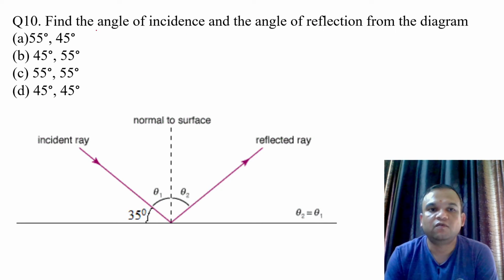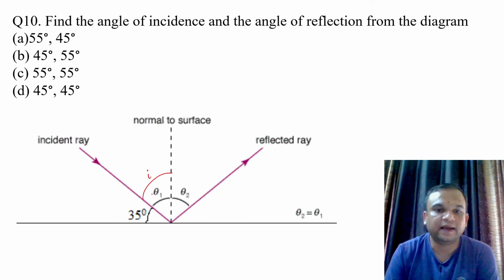Next question says, find the angle of incidence and the angle of reflection from the diagram. Here the angle of incidence is this one, and it will be 55 degrees because the normal ray is always perpendicular to the surface, and that will be 90 degrees. And if it is 55 degrees, then the angle of reflection will also be 55 degrees because of the law of reflection of light, and that is why option C is the correct answer.